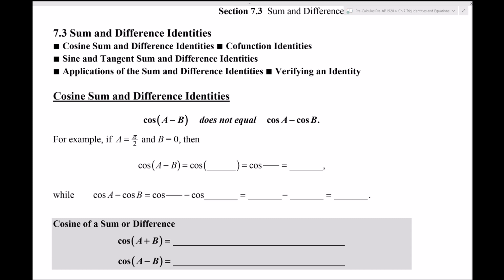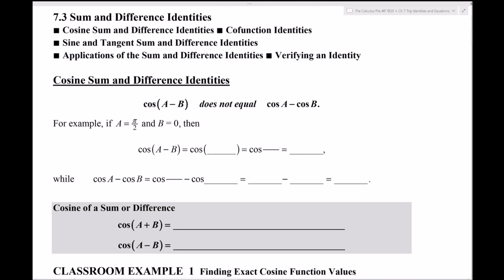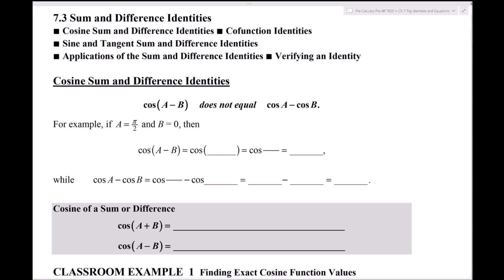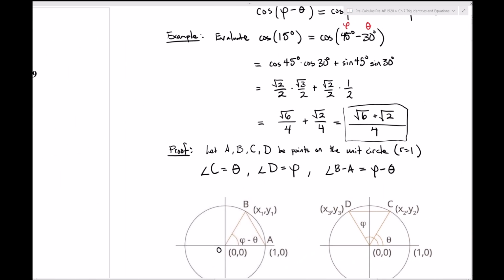So let's see. Cosine sum and difference identities. There are two of them. One of them we proved, and it was a very, very lengthy process. I saved the proof over here to the side. I believe this is first period's notes.